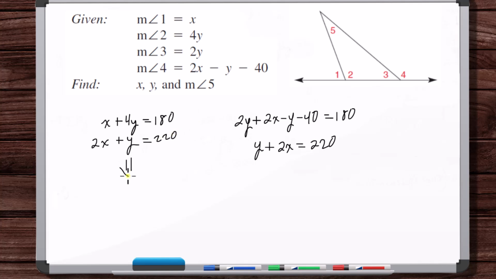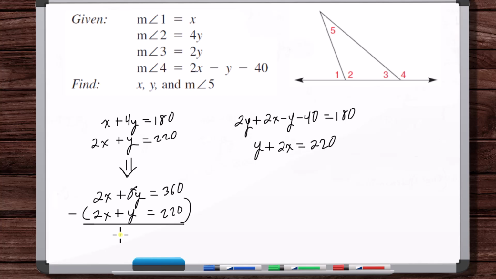So now let's multiply that first equation by 2, is equal to 360. So we've got 2x plus y is equal to 220. Okay, now let's subtract these two equations. 2x minus 2x is 0. 8y minus y is 7y. 360 minus 220 is going to be 140. So divide both sides by 7. You get y is equal to 20, since 7 times 20 is 140.